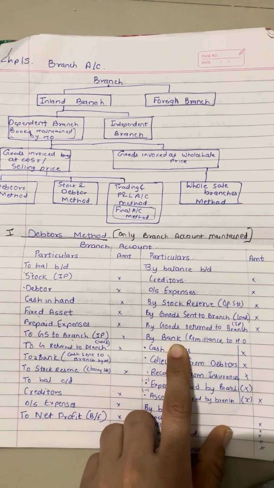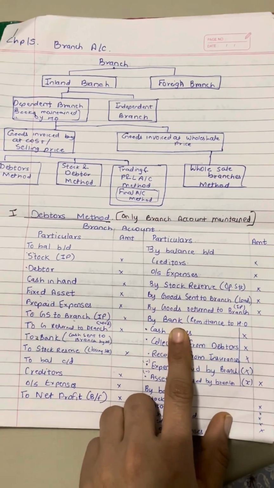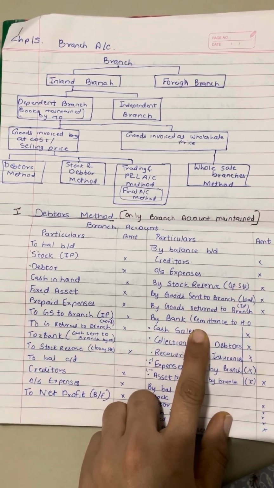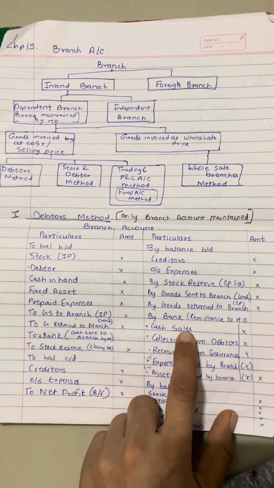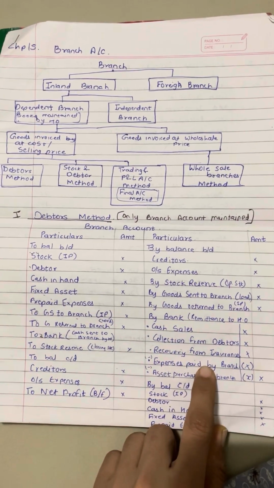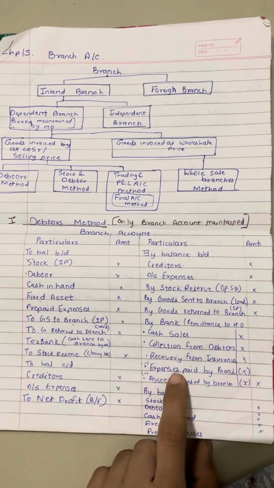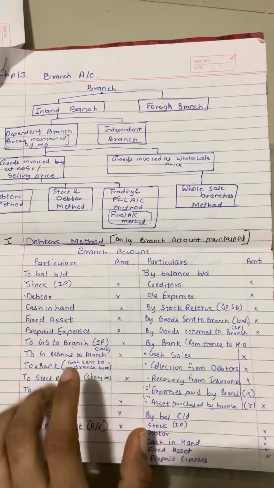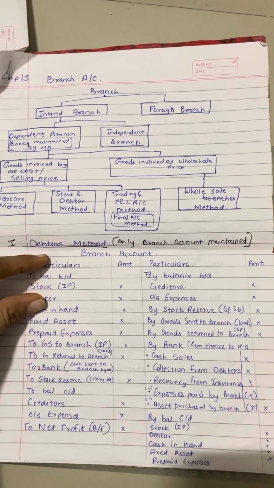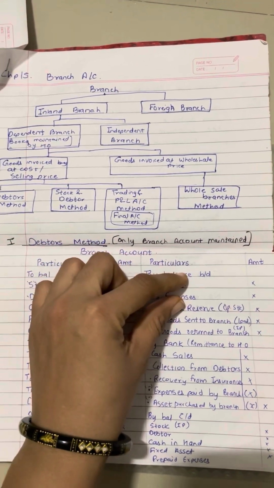Whatever remittance the branch makes to head office, we write over here. First, make cash sales, collection from debtors, recovery from insurance, expense paid by branch. This should be deducted from this. And in simple terms, all the opening assets should be written over here, opening liability should be written over here.